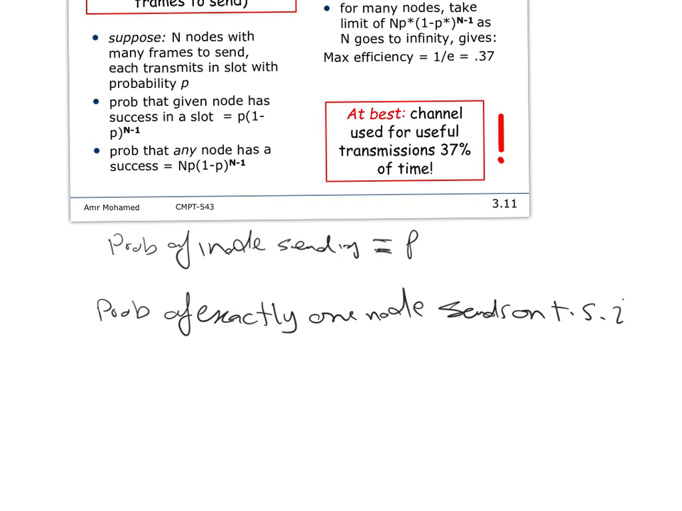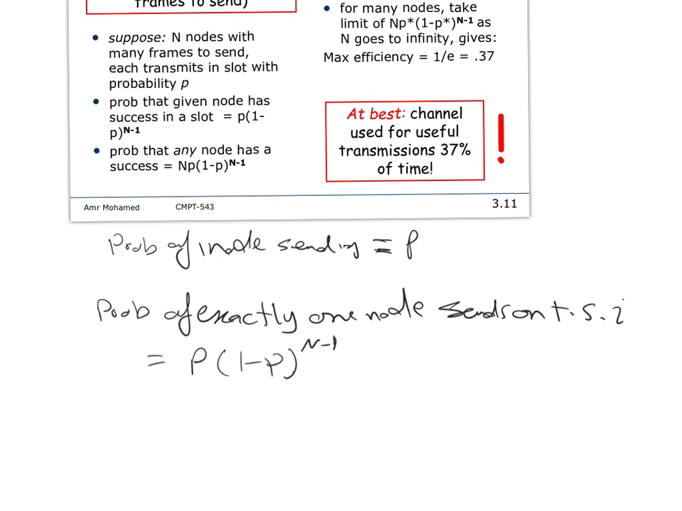On any time slot I have exactly one node transmitting. This means that one node is transmitting while the other nodes are not transmitting. What is this? 1 minus p. All the other nodes are not transmitting, which means it's (1 minus p) to the power n minus 1.